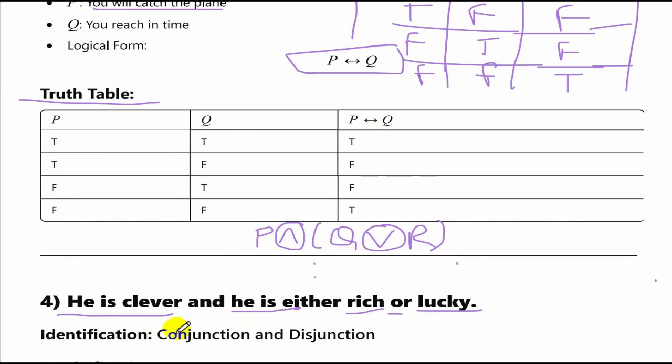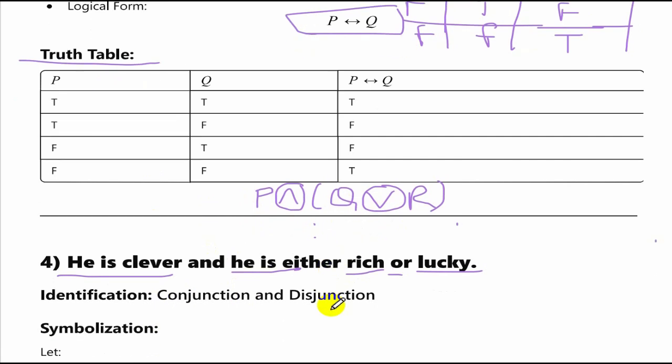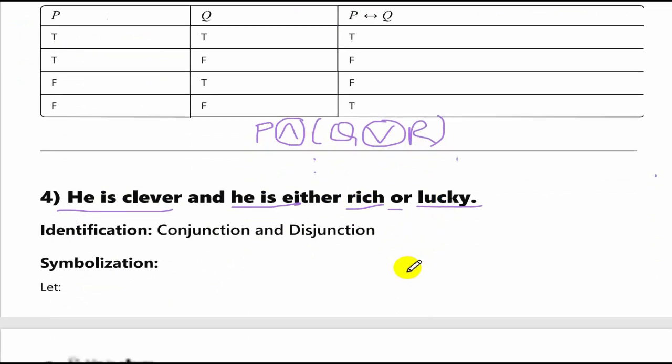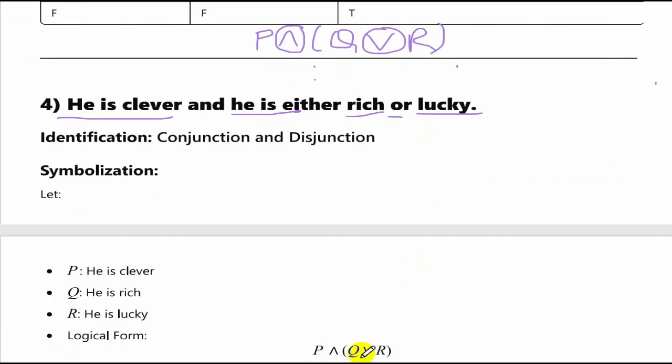Okay. Now this conjunction and disjunction identification. I have already shown you how to symbolize it. Let P be: he is clever. Let Q be: he is rich. And R is: he is lucky. Then I showed you how to symbolize it. Now P, he is clever, Q, he is rich, R, he is lucky. The logical form is this, which you already saw.